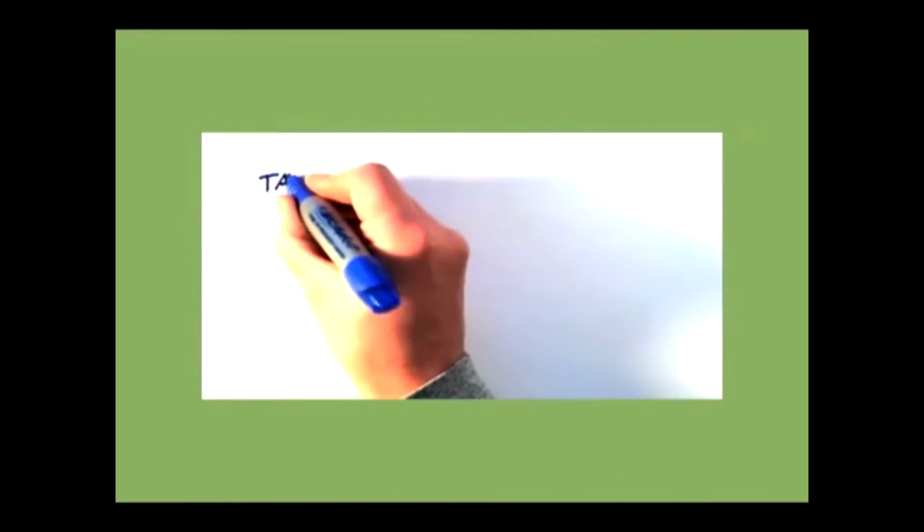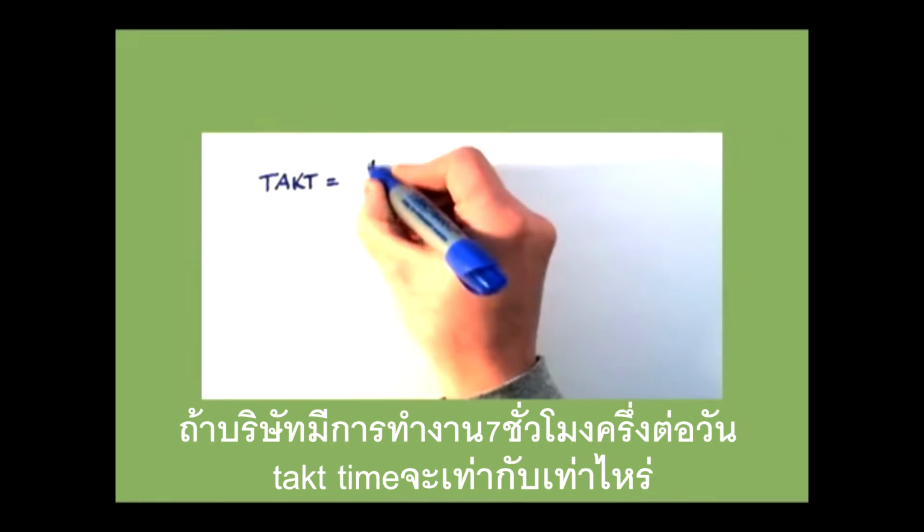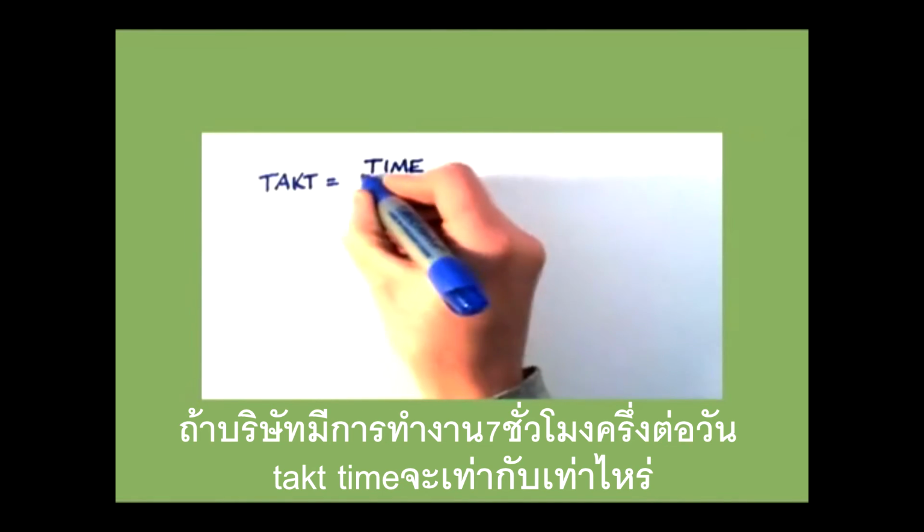Currently, the company has 1 customer that regularly orders 36,000 units a month. If the company ran a 7.5-hour shift per day, what would the takt time be?